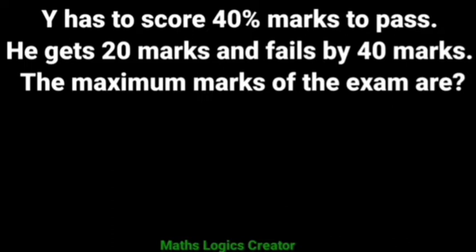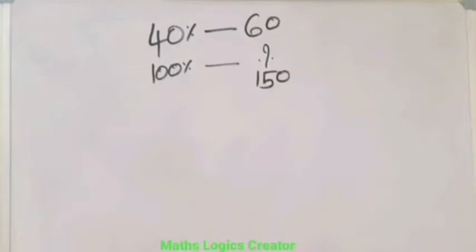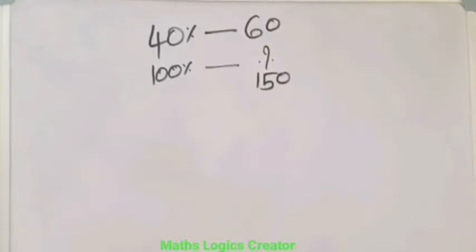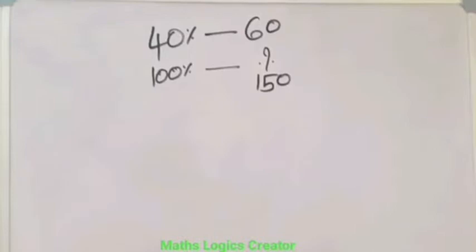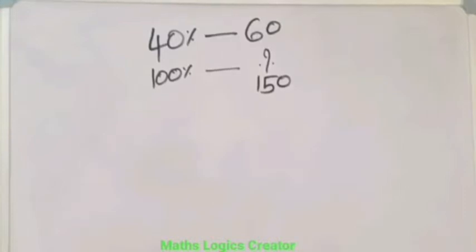So simply one-step answer. Let's see the answer. 40% is 60 and 100% is how much he is asking. After the calculation, 100% is going to be 150. So the answer is going to be 150 marks. Simply calculate directly, or you can take the steps. So the maximum marks in this test is going to be 150.